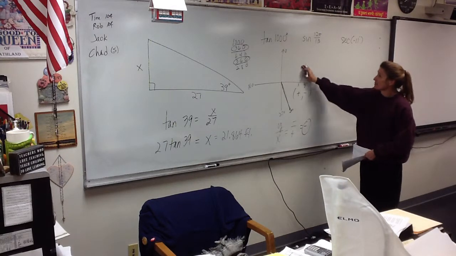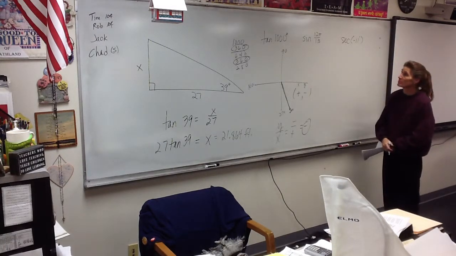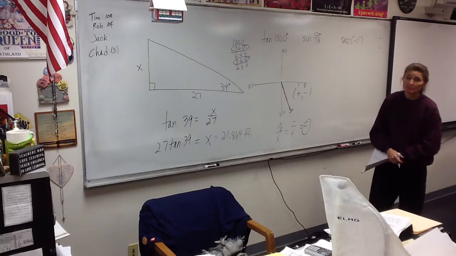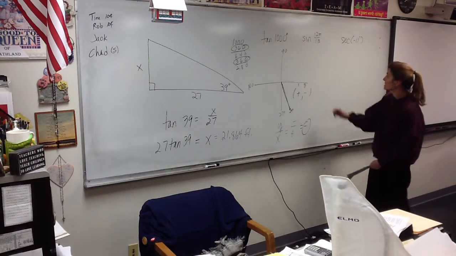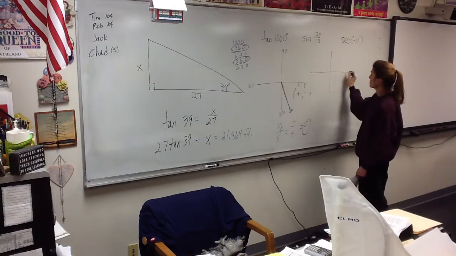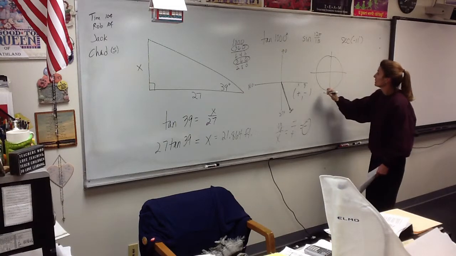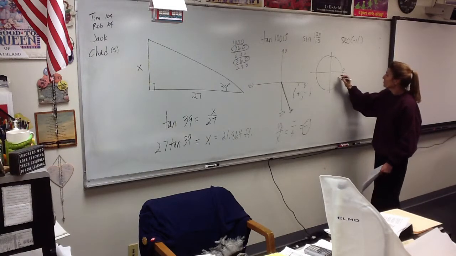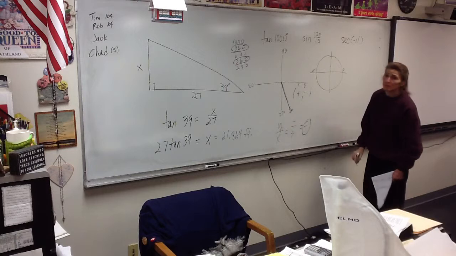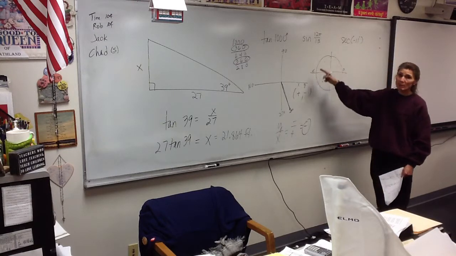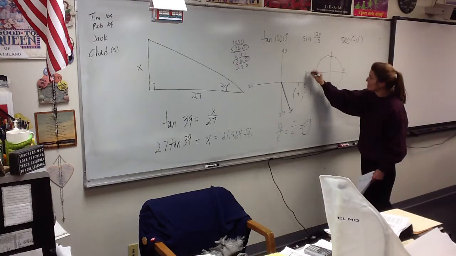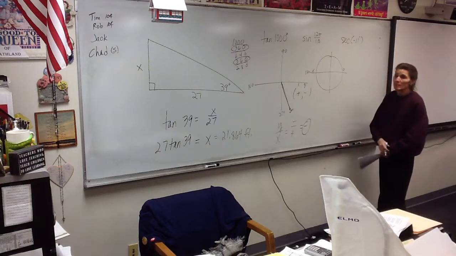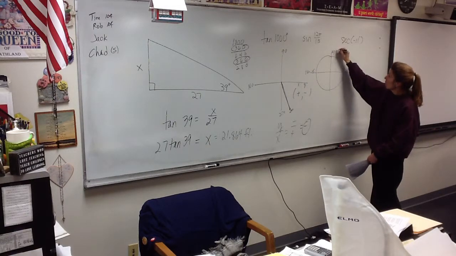This one right here, now this is a no calculator problem, so this is a little bit tricky. You have to stop and think a minute. Here's my circle. This is 0. This is pi. Remember, all the way around is 2 pi. Pi is the same as 180. This is 90 or half a pi.